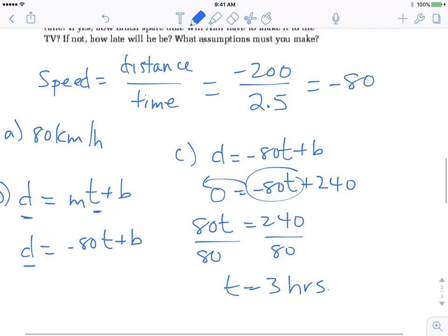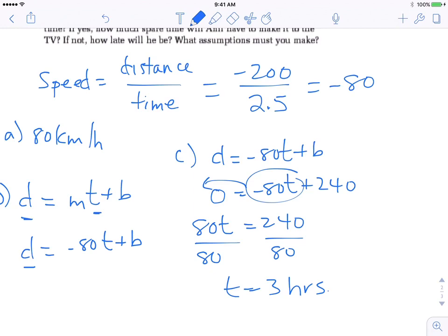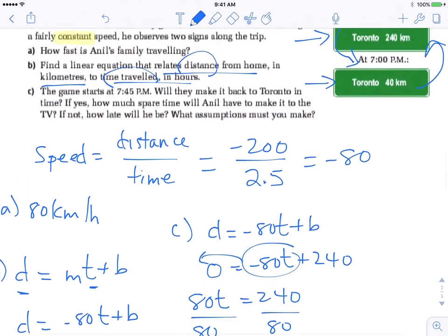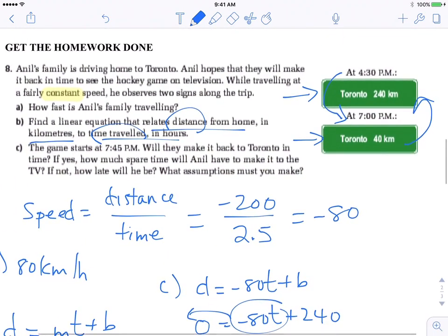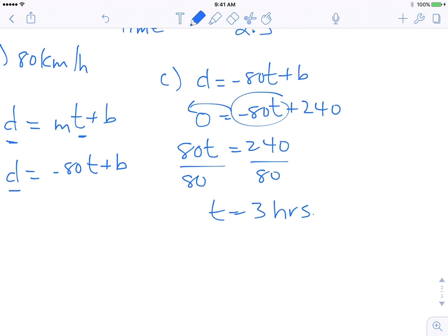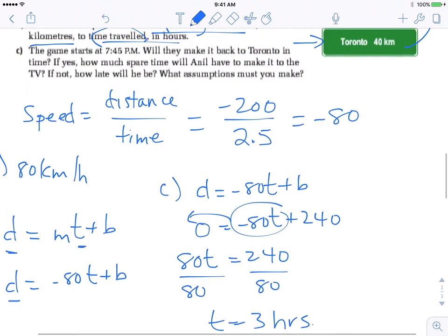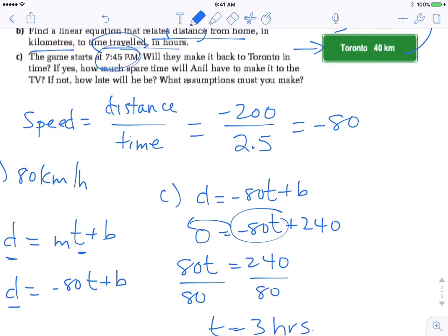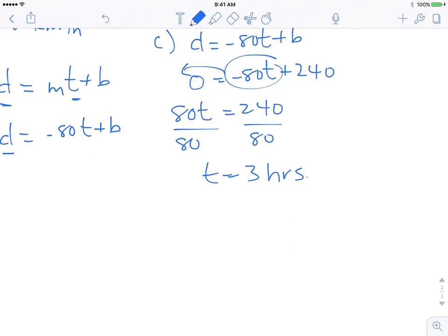If the time is 3 hours, well, we know that he started traveling at 4:30. So 3 hours later, it will be 7:30. The game starts at 7:45 p.m. That's what the question tells us here. And so will he have time to make it back to the TV? Yes, he will. He'll have 15 minutes. So for C, yes, 15 minutes.